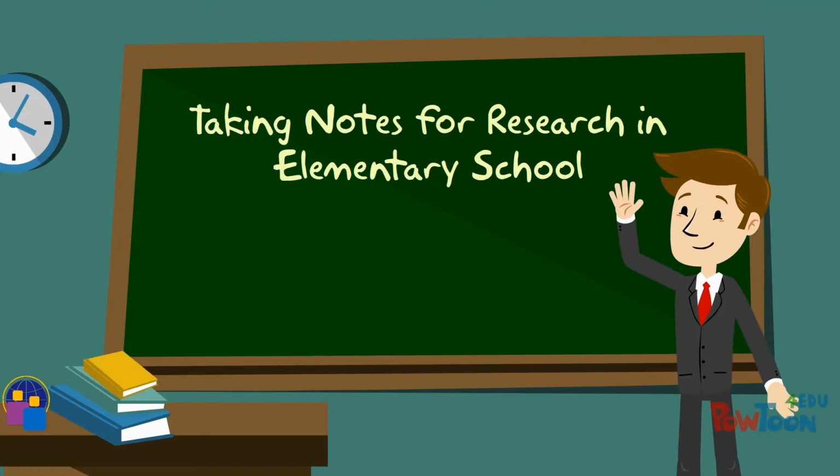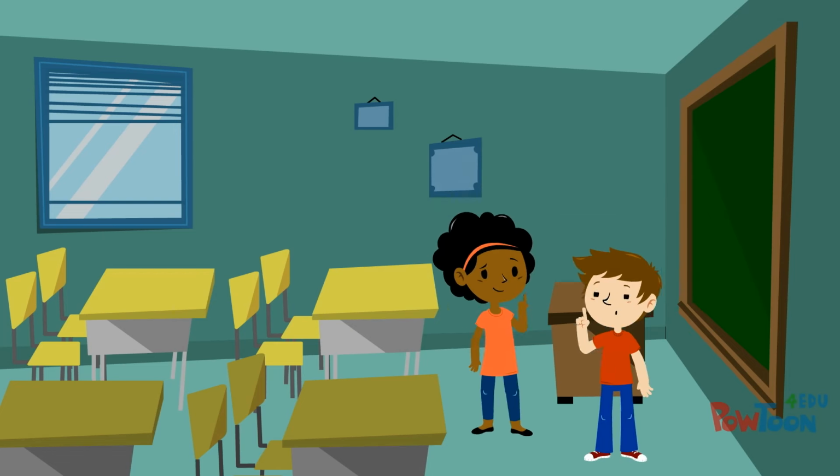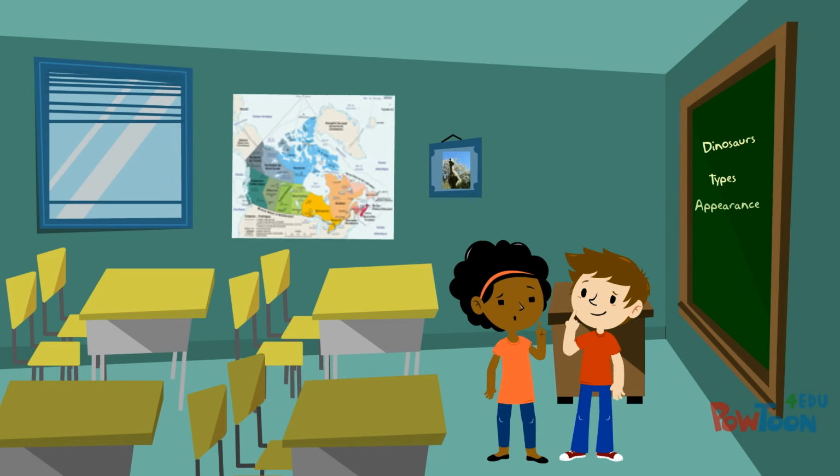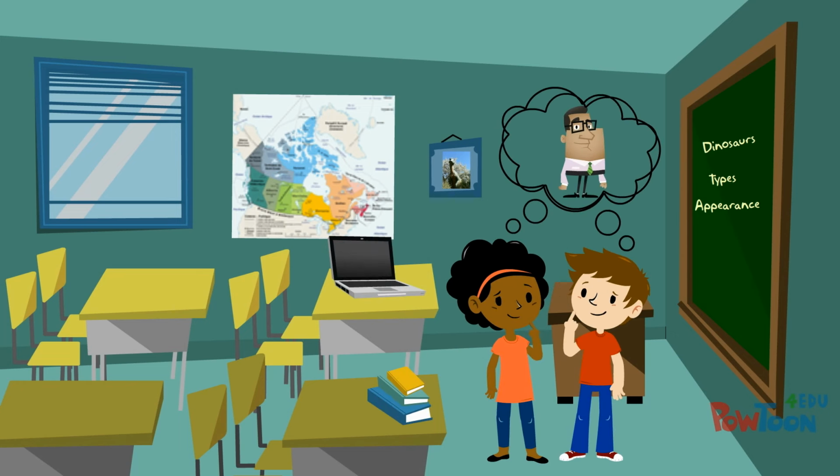Taking notes for research in elementary school. We are doing some research on dinosaurs. We want to know what type of dinosaurs lived in Canada and what they were like. To do this, we should use a few different sources, like books, websites, or experts to find the information we need to answer our questions.